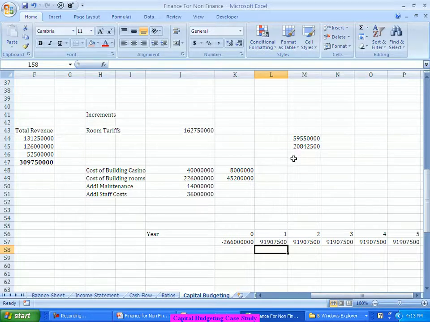Now it's like someone is telling me you invest in proposal 1. If you go with proposal 1, today you have to invest 26.6 crores. Wherever you want, you get that capital. You have to invest 26.6 crores. And the benefit you will be getting with that is an extra 9.1 crores for the next 5 years.